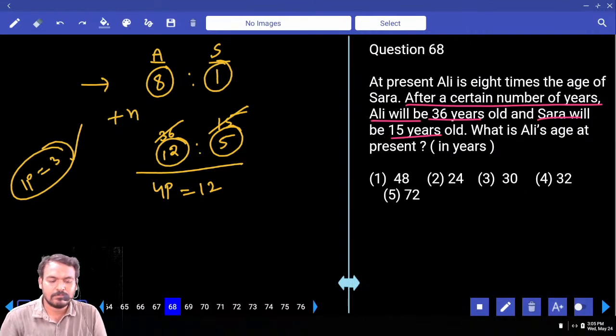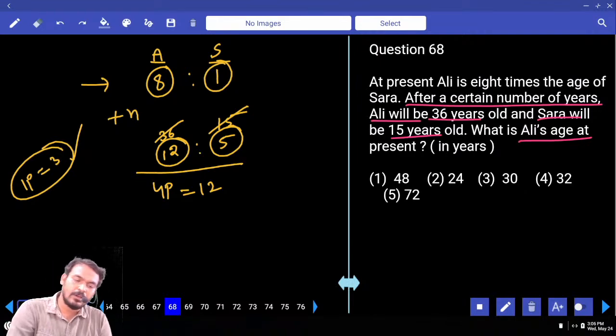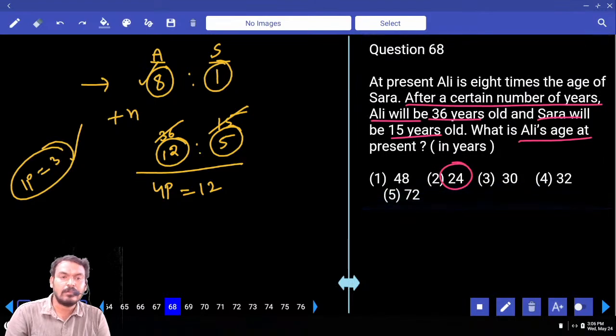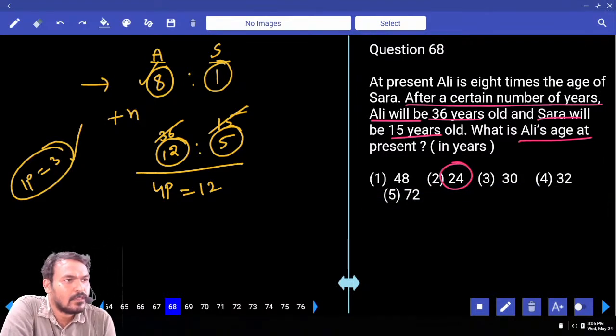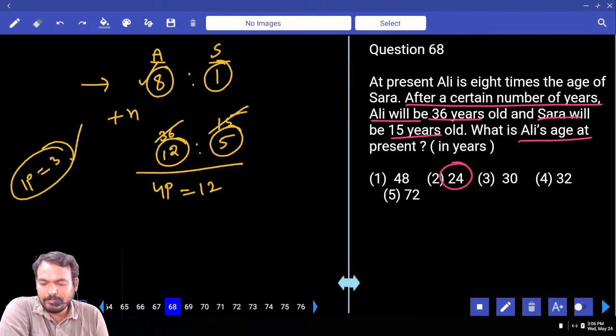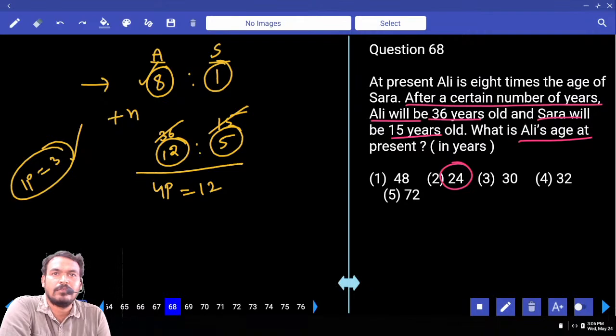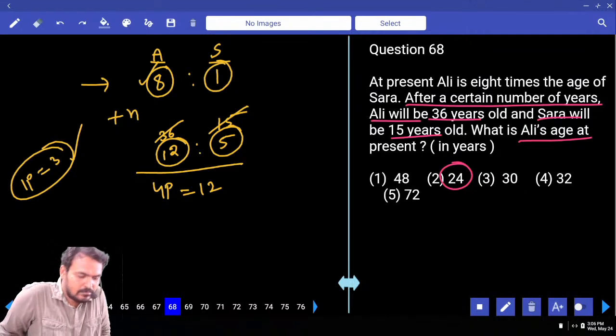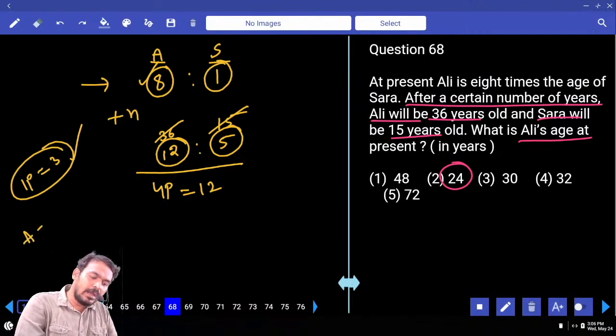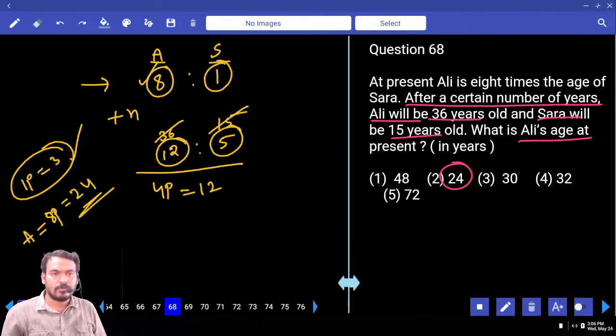What is the question here? Ali at present, or not? Ali's present age means how many parts we need? 8 parts. What is the answer? 24. If you required the n value, what is the answer? 12. But if you required Ali's present age, the answer is 24. Here we required Ali. Ali is how many parts? 8 parts. 8 parts are 24.